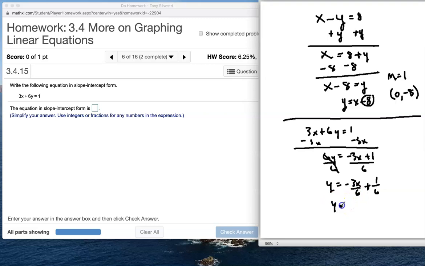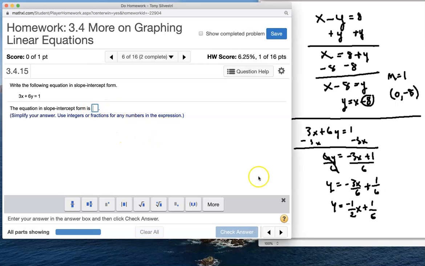Y equals negative 1 over 2x plus 1/6. Okay, that's better because 3/6 is 1/2. The negative is there. That didn't get involved with anything. So the slope of this line would be negative 1/2, and the y-intercept would be 0, 1/6. But I don't think they want that. They want us just to enter this equation in slope-intercept form.